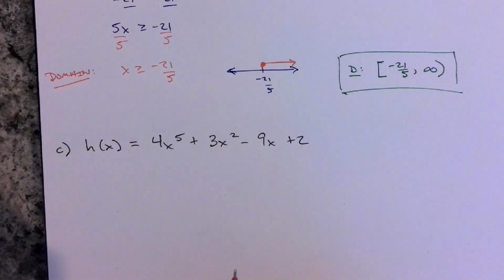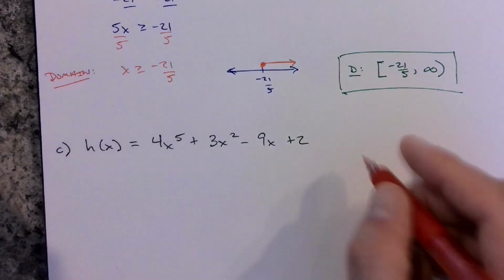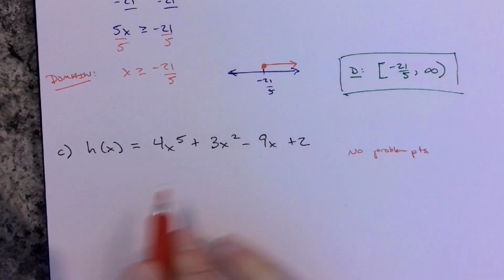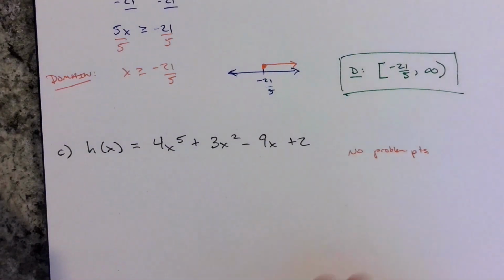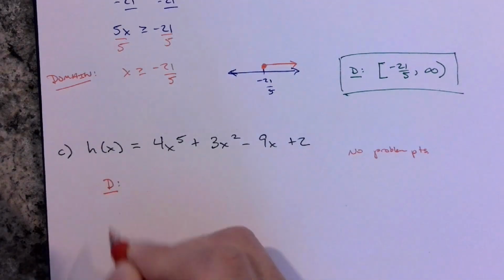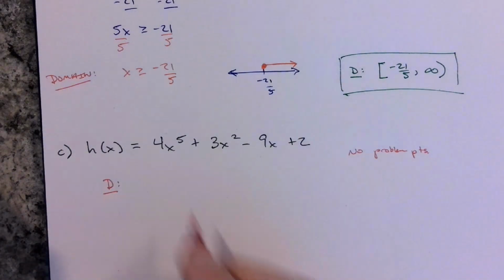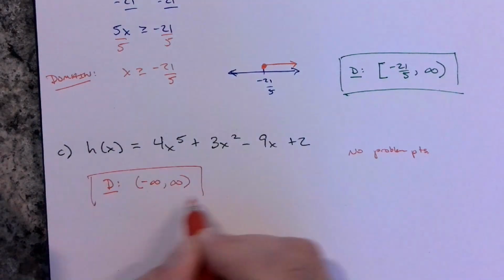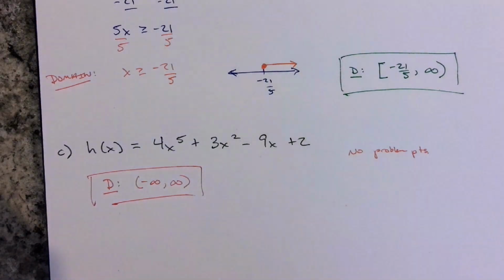And are there any places where you can get the square root of a negative? Well, there are no square roots in here, so there's no way of making it a non-real answer. So there are no problem points, and that's okay. If there are no problem points, that means all x values are possible to be input and get a y value out. So in this case, our domain is just going to be all real numbers, which in interval notation we write parenthesis negative infinity to infinity. That's all real numbers. All the x values you sub in will give you a y value out.